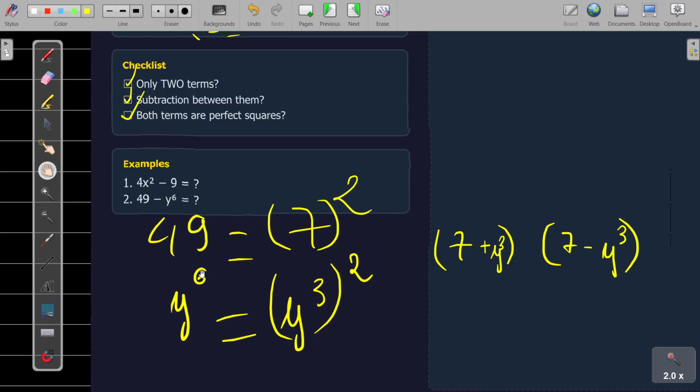When you pass this checklist, you can bypass the heavy lifting and just jump straight into brackets like I did right here.